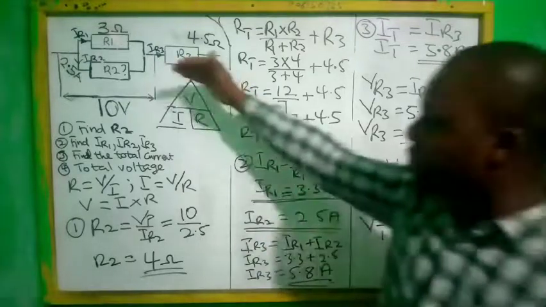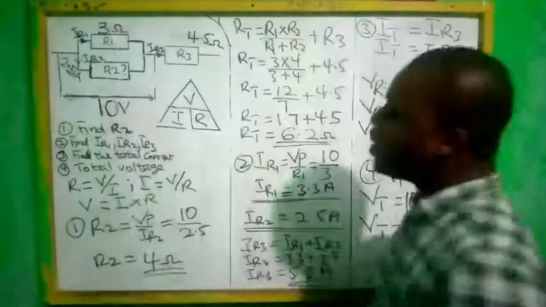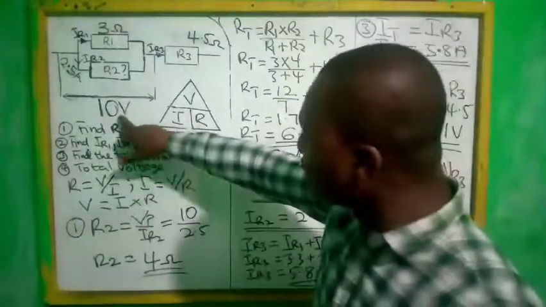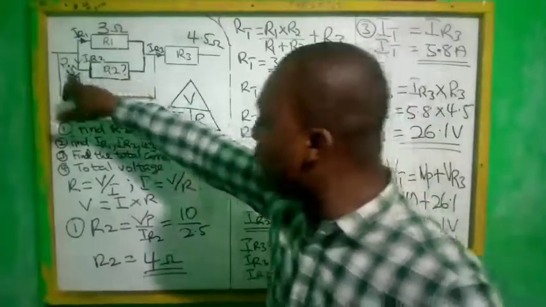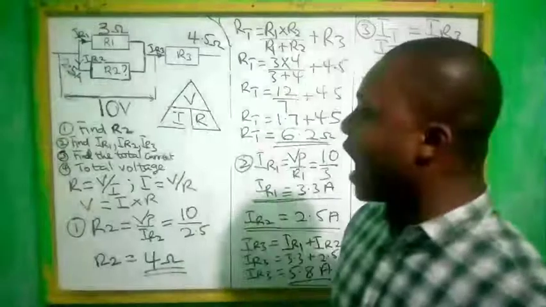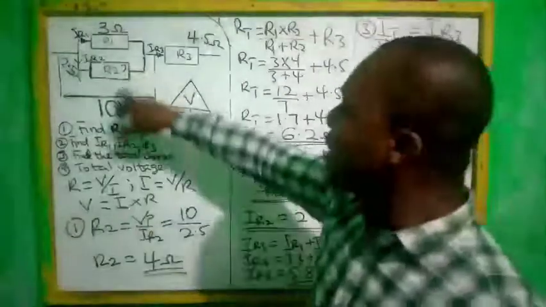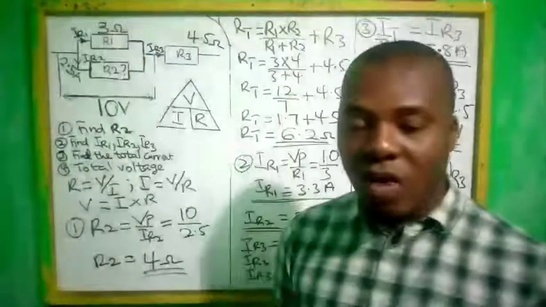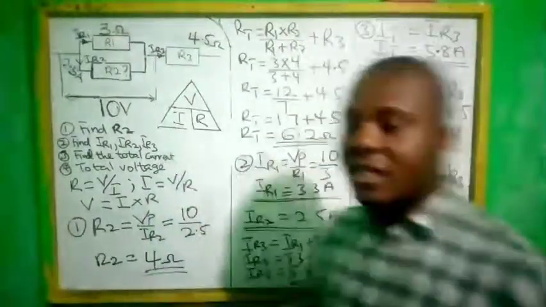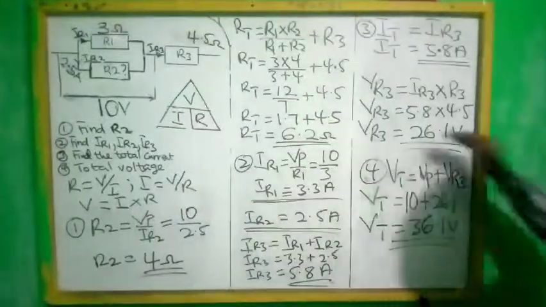Just follow the steps. It's not difficult. And this also is 10 volts. When you use this 10 volts divided by R2, you get the current in resistor 2. And then voltage divided by R1 will give the current in R1. So this is the answer. Just take your time, follow the steps, and it is not difficult.